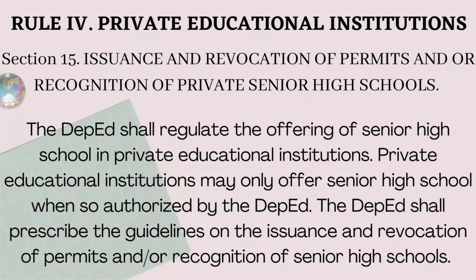Section 15. Issuance and revocation of permits and/or recognition of private senior high schools. The DepEd shall regulate the offering of senior high school in private educational institutions. Private educational institutions may only offer senior high school when so authorized by the DepEd. The DepEd shall prescribe the guidelines on the issuance and revocation of permits and/or recognition of senior high schools.